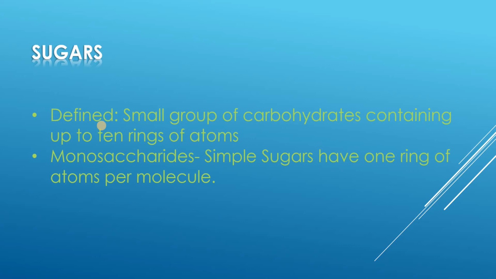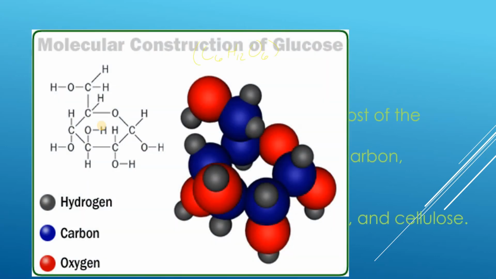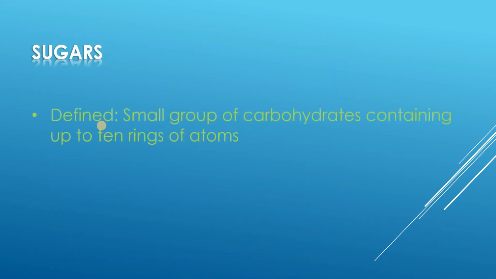If you take your book to 182, you'll actually see a table there at the bottom. There are some space-filling models of molecules of glucose, sucrose, and even a starch. And you'll see they have rings. The glucose one, which I have a picture here on the screen for you, it's very similar to the one that's in your book of glucose. It's just a ring. A sugar can have up to, notice, 10 rings of atoms.